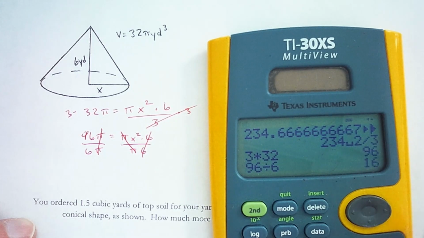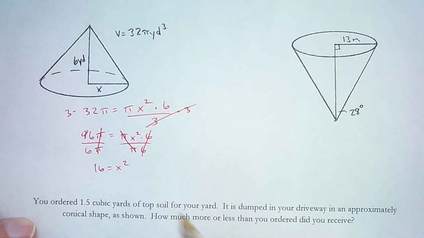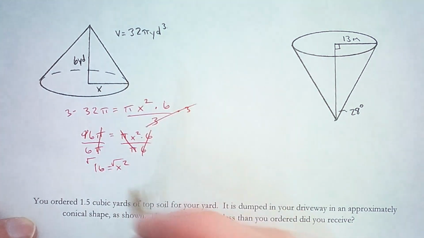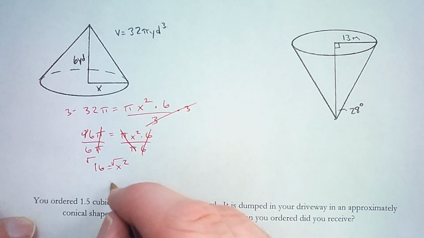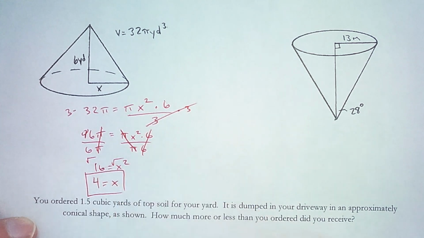96 divided by 6 is 16. 16 equals x squared. Now when I take a square root in an equation, I get plus or minus. So there's actually two answers, plus or minus the square root of 16, which would be 4 and negative 4, but a negative radius doesn't make sense, so I only need the positive square root here. X is 4.